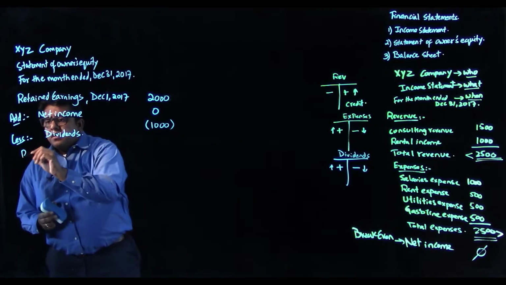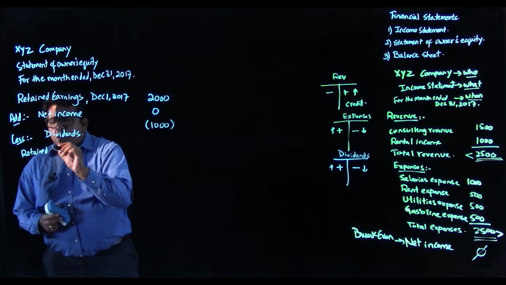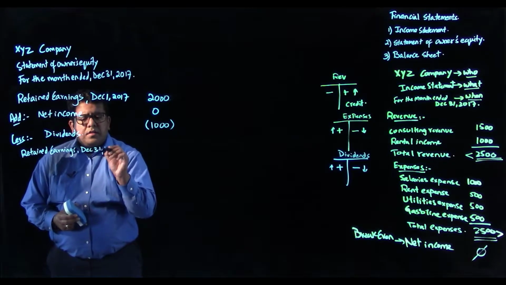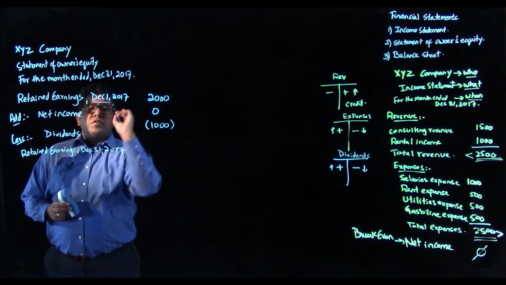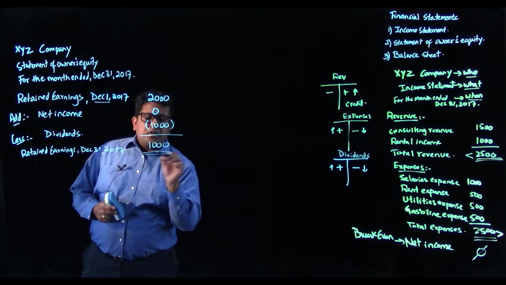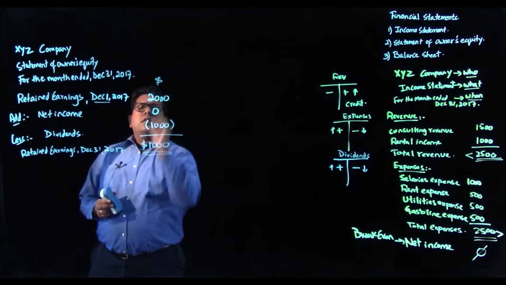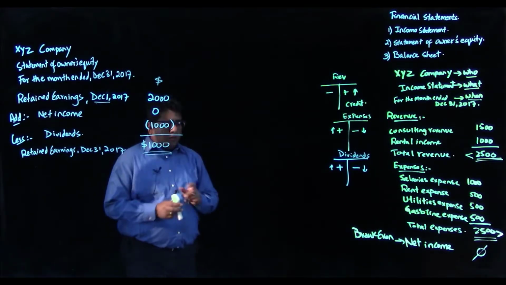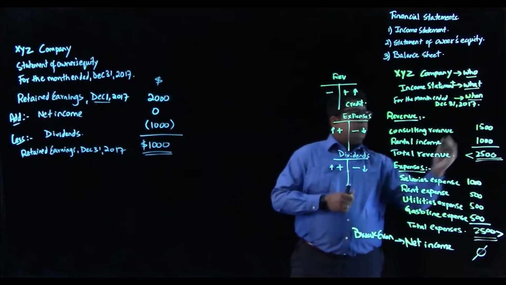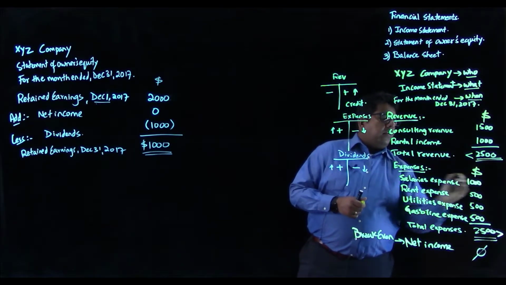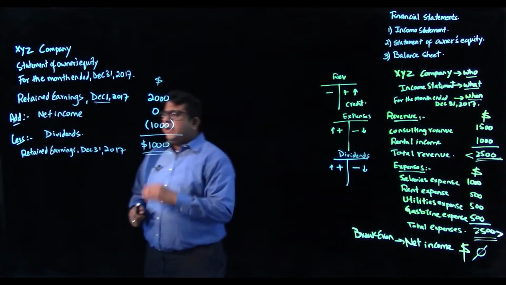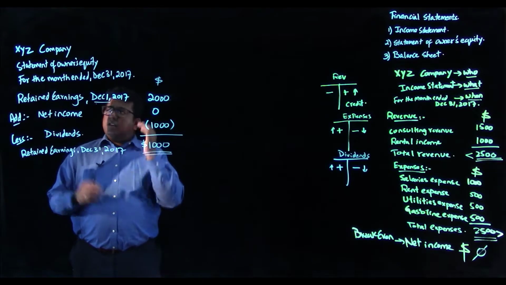which is retained earnings as of December 31st, 2017. This was December 1st, beginning of the year. This is the end of the year. You had $1,000, which is your net retained earnings. Also, you will put the dollar sign here as well. You had $0. So your retained earnings as of this year is $1,000 based on this.